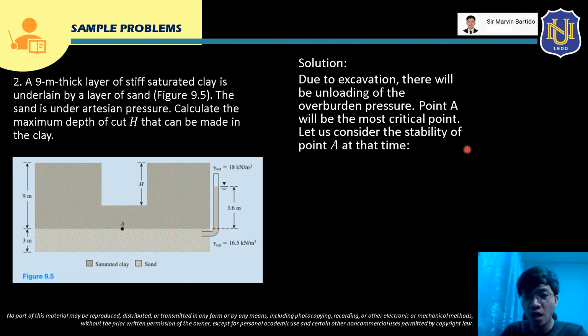Okay, so kung i-consider natin, class, yung stability ng point A natin, class, so yung magiging total stress natin dito sa point A natin, class, ay itong 9, no? Tapos minus itong H times yung saturated unit weight ng clay, which is 18 kilonewton per meter cube, no? So that will be the total stress.